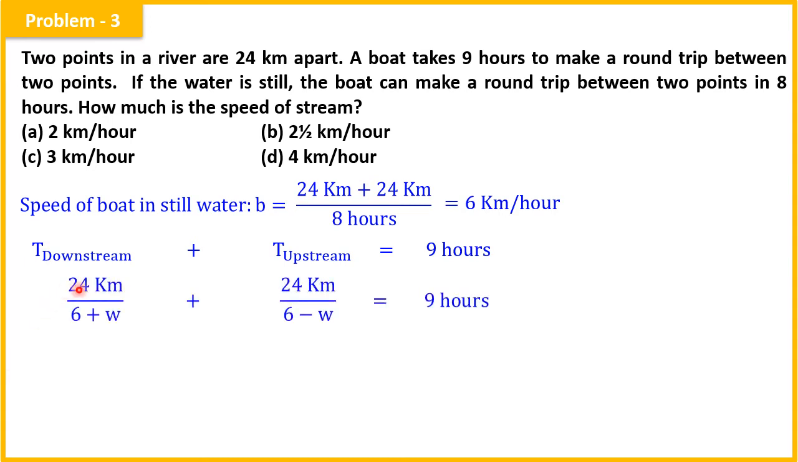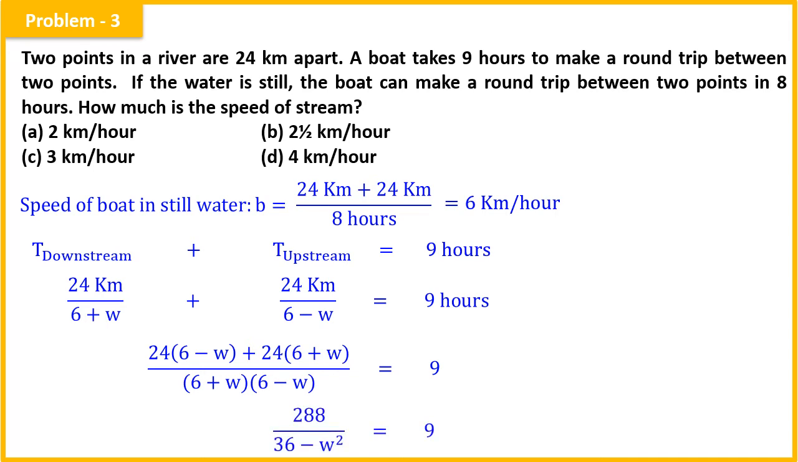So 24 kilometer is going and downstream speed becomes b plus w, where b here we have calculated as 6, and upstream speed becomes 6 minus w. Simplifying this particular equation like this, we can calculate the value of w, which comes out to be 2 kilometer per hour. Option A is the right answer.